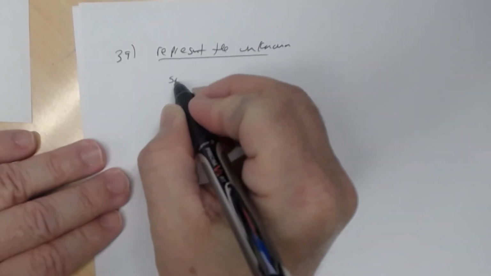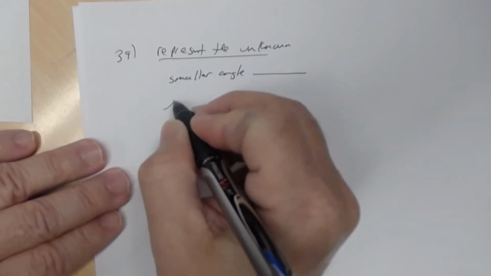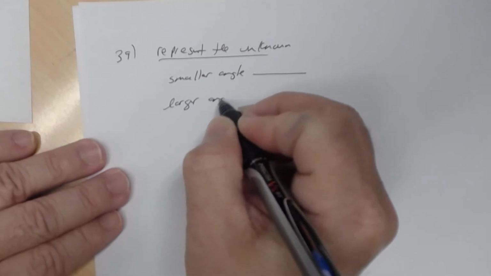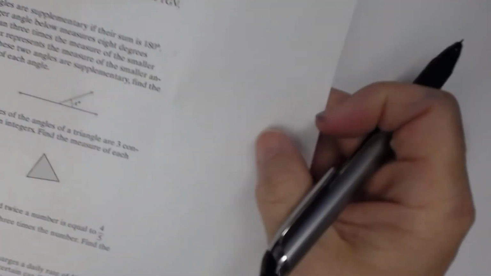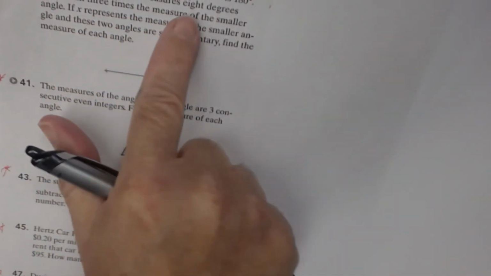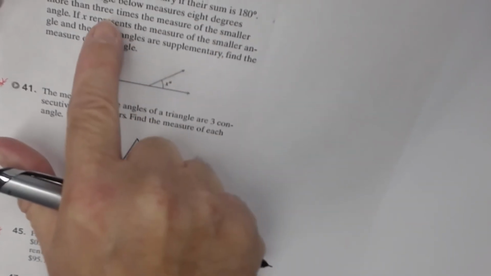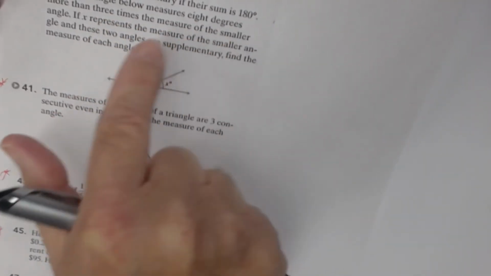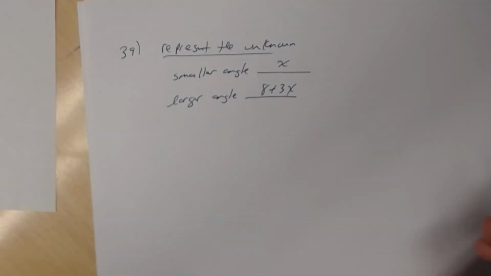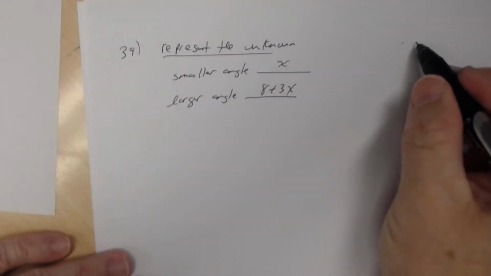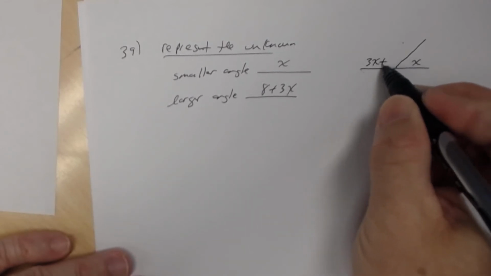All right, so you have a smaller angle, and then the larger angle. They're letting x equal the smaller angle. Now for the larger angle, this is what you're told: the larger angle is 8 degrees more than, so that means 8 plus, 3 times the smaller, so that's 3x. So that'd be 8 plus 3x. In terms of the diagram, this is x, and this is 3x plus 8.